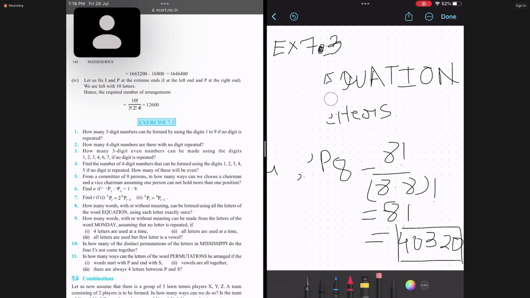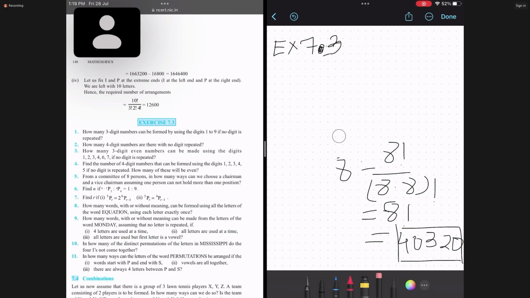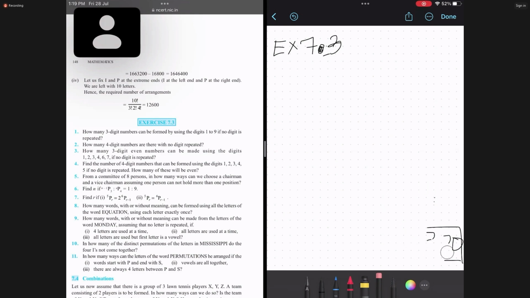Moving on to question number 9. Questions number 9, 10, and 11 have many subparts, and these are the questions that are actually going to be tricky for you all. So pay extra attention when you solve them. That is one piece of advice that I would like to give you all.